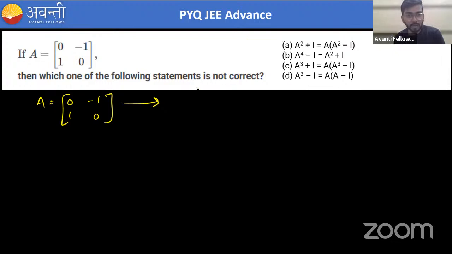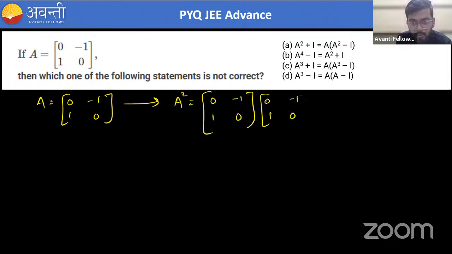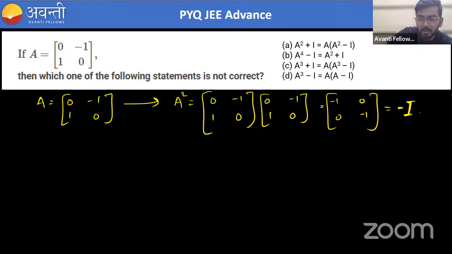So here, let us try to find out A square. A square will be 0, -1, 1, 0 into 0, -1, 1, 0. A square will come out to be -1, 0, 0, -1. Okay. So first row into first column, first row into second column, second row into first column, second row into second column. This is minus I, right? Identity matrix is 1, 0, 0, 1. This is -1, 0, 0, -1. So this is minus times of identity matrix.